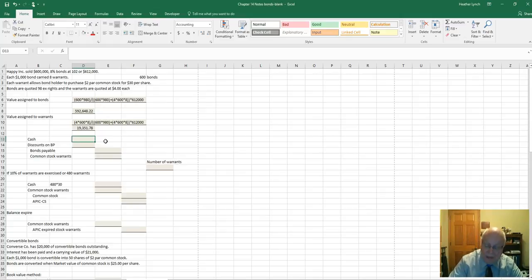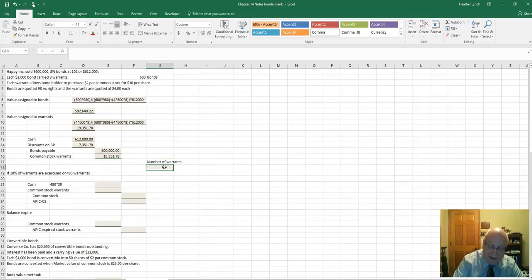So that's the value of the warrants, $19,351.78. So the cash we received is $612,000. The discount would be equal to the 600,000 face value minus the value of the bonds, the 592,648.22, or $7,351.78. Bonds payable, 600,000, and the common stock warrants are the 19,351.78. So these two equal the cash this time.